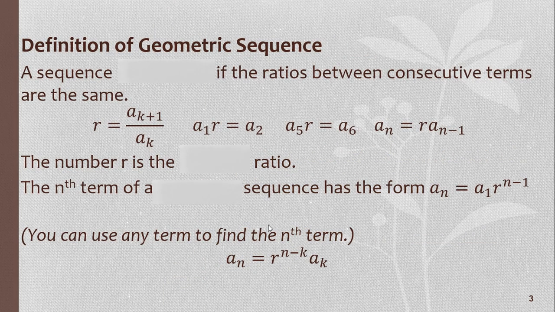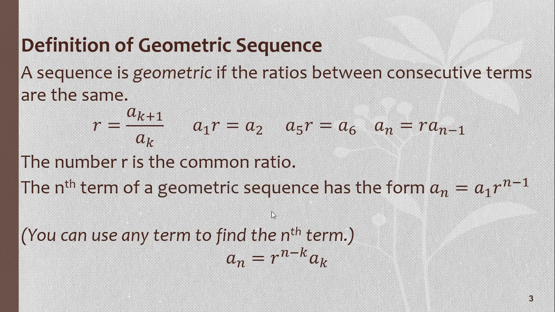So first of all, what is the definition of a geometric sequence? A sequence is geometric if the ratios between consecutive terms are the same. So r is equal to a sub k plus 1 divided by a sub k. What does that tell me? That a sub 1, the first term in a geometric sequence, multiplied by a ratio is going to give me the second term. The fifth term times a ratio is going to give me the sixth term. The nth term is going to be equal to the previous term, n minus 1, times that ratio. That number r is called the common ratio.